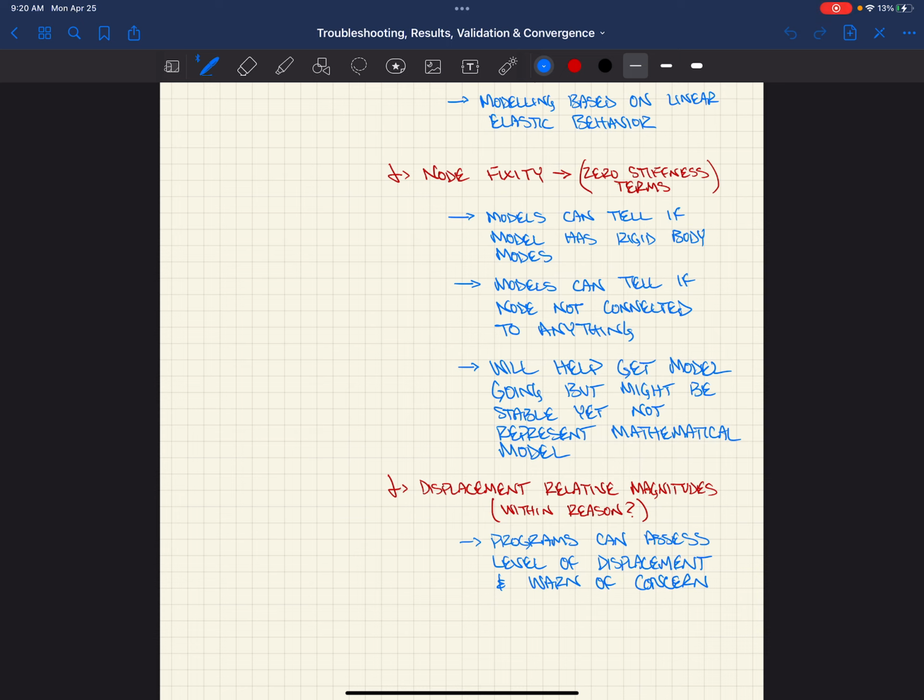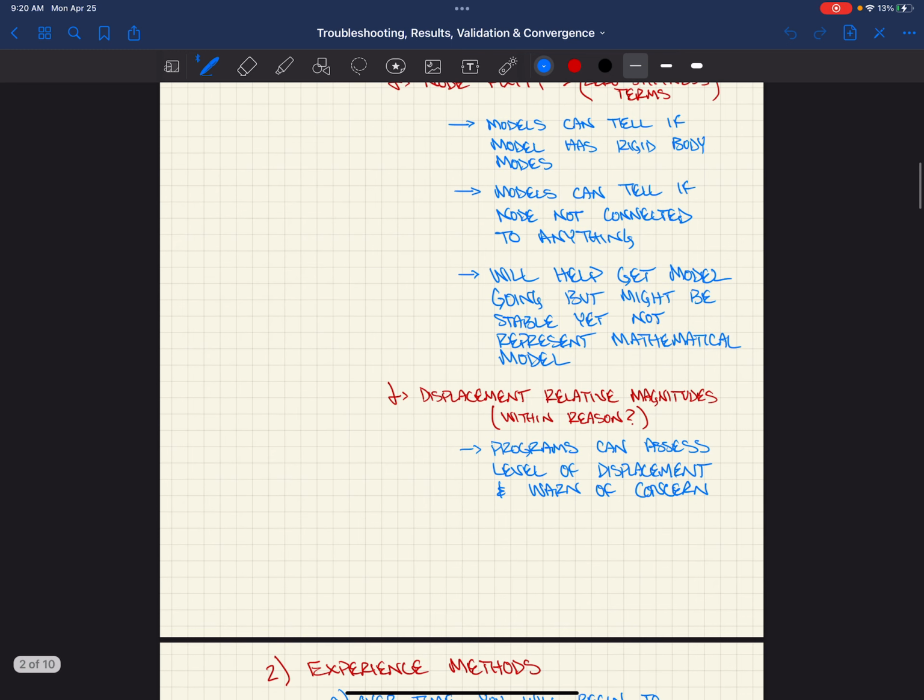Displacement relative magnitudes. Programs can assess level of displacement and warrant of concern. So VA will do this. Obviously it knows the locations of all the nodes in your structure, and it knows there are members connected to them, it knows where all the members are.